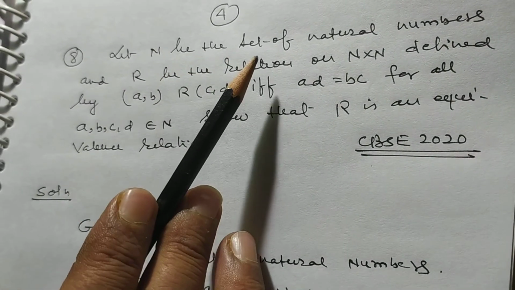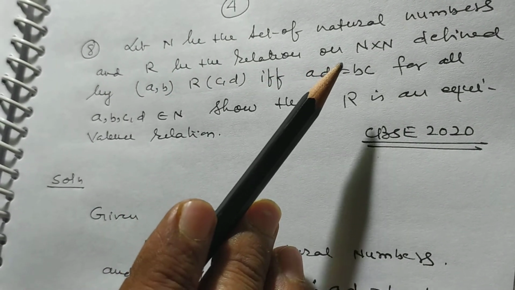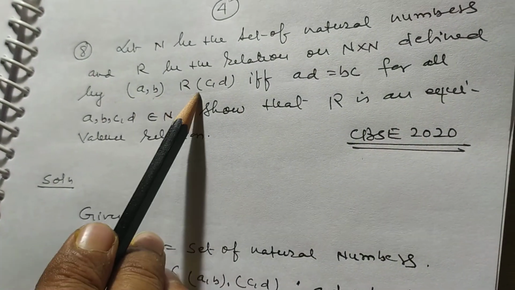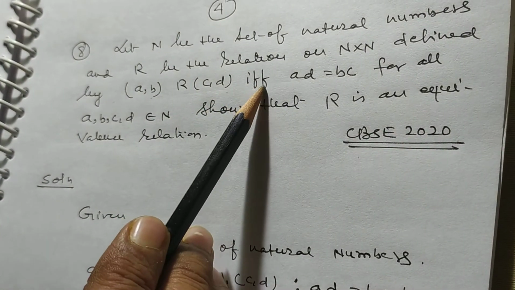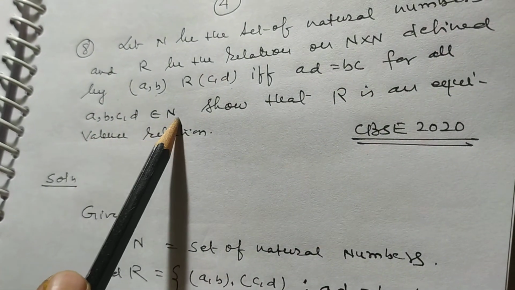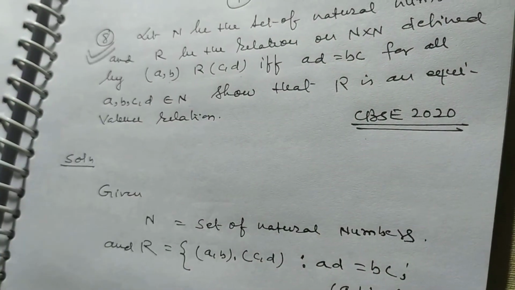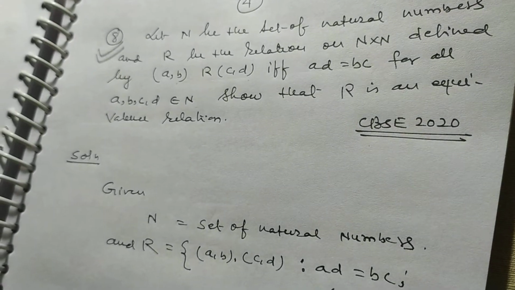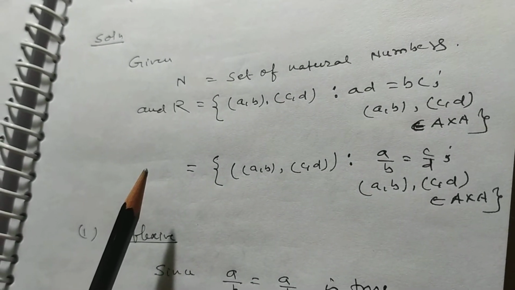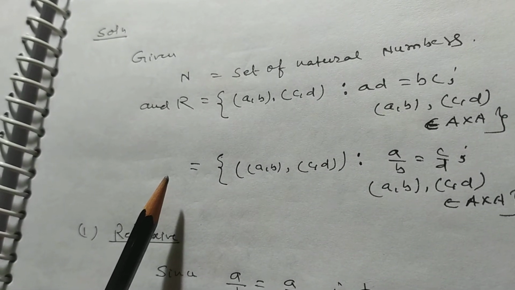Let N be the set of natural numbers and R be the relation on N Cartesian product with N defined by (a, b) related to (c, d) if and only if ad is equal to bc for all a, b, c, d belongs to N. Show that R is an equivalence relation. This problem is very, very important for the purpose of examination of this year. My dear students, it is my suggestion that you solve the rule to some extent here so that it will be easy to solve the problem.